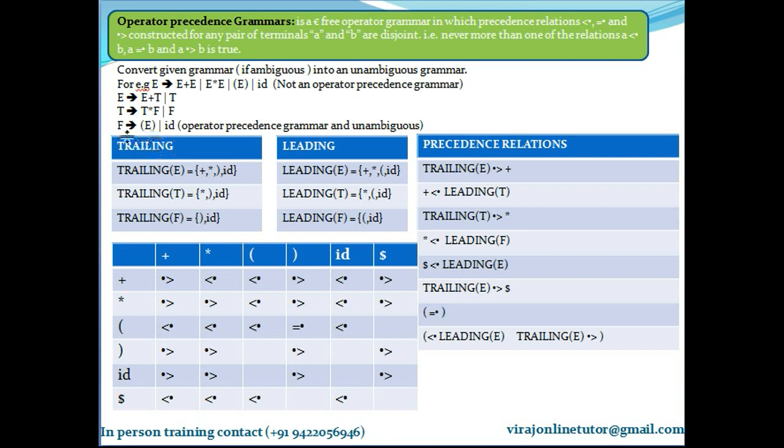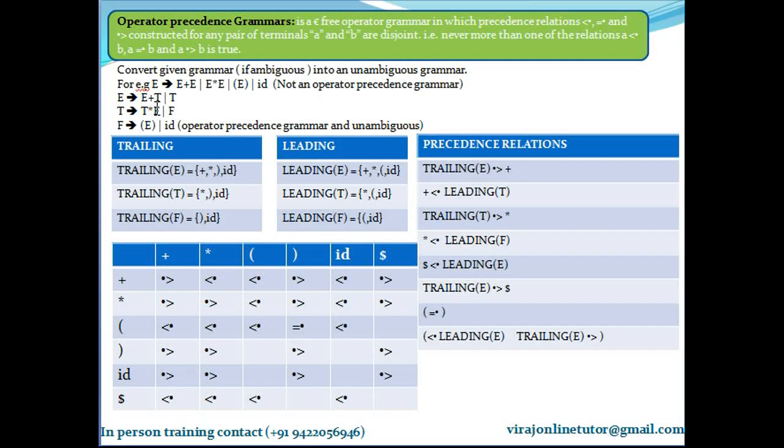So gamma A delta. Gamma is epsilon here, so place open bracket in leading of F. I have placed open bracket in leading of F. Now match the next production, gamma A delta. Gamma is epsilon. Place ID in leading of F.